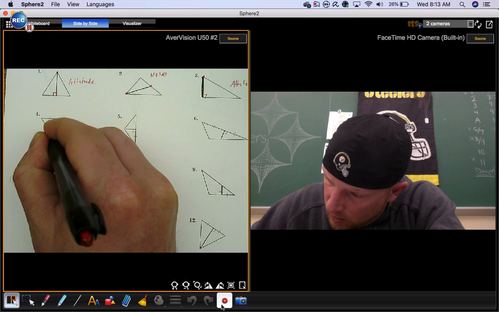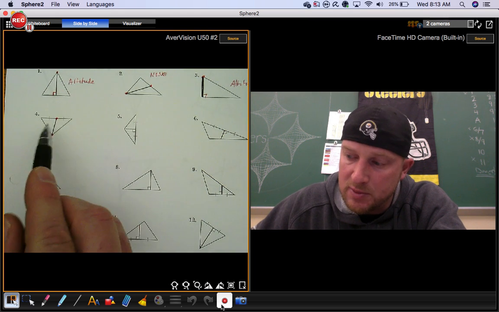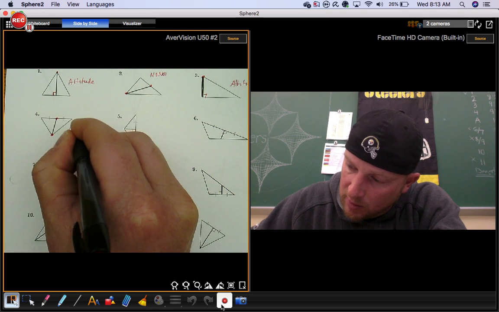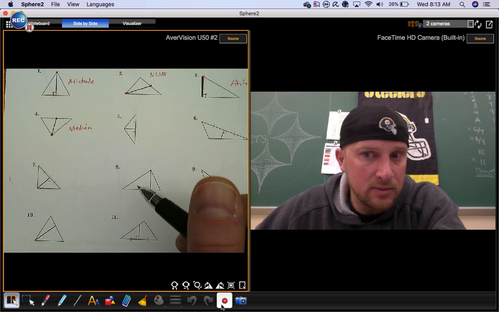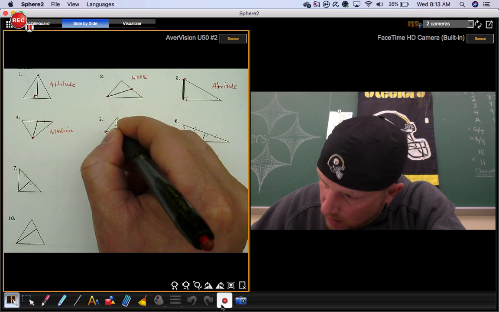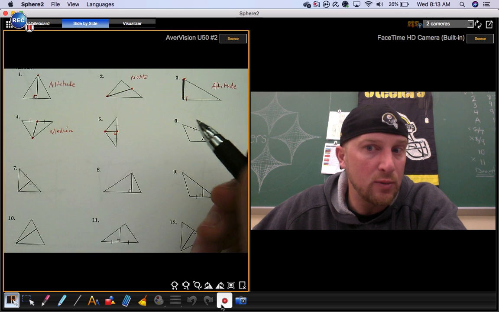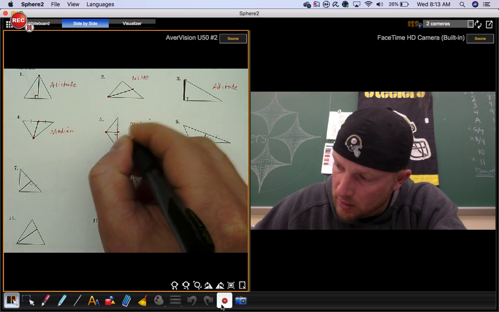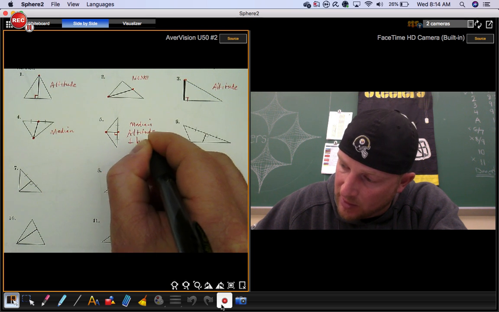Number four, that segment touches a vertex, and this point that's on the opposite side is a midpoint because of these marks. That's what a median is, remember. So that's not in this section, that's last section, but that's still a median. This touches a vertex and a midpoint, and it's perpendicular to that other side. So when all three of those things happen, it's a median, it's an altitude, and it's a perpendicular bisector.